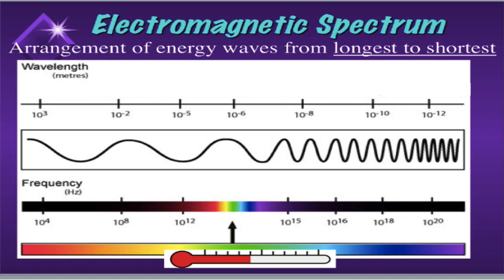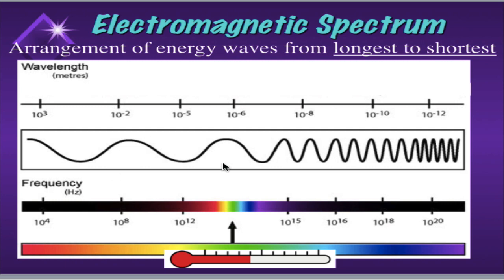Now, as I said before, the electromagnetic spectrum is based upon wavelength of different kinds of radiation. The EM spectrum is arranged from longest to shortest wavelength. Now, in this case, the longest waves are over here on the left-hand side, and the shortest are over on the right-hand side. Now, in your notes, you have the exact same diagram that you're seeing right here on the screen.